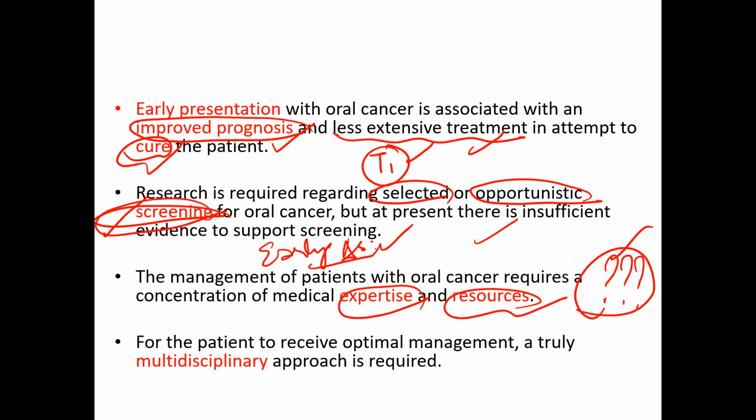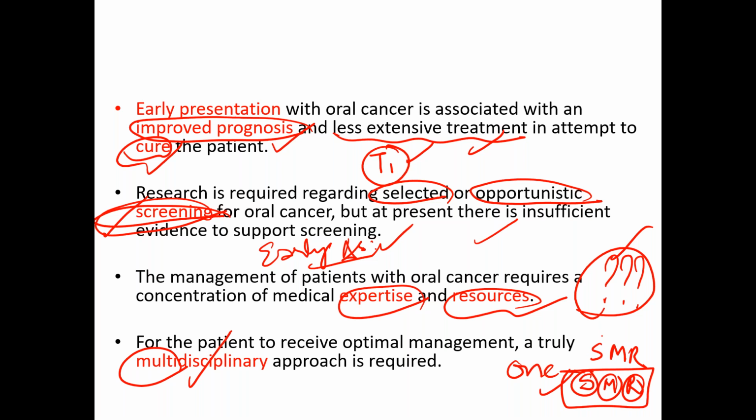As you know from SPM, early diagnosis can be done. For the patient to receive optimal management, a truly multidisciplinary team is needed. It is not only oncologists who will treat: surgical oncology, medical oncology, and radiation oncology. As you know, surgical therapy, medical therapy and radiation therapy are the three treatment modalities for any cancer.